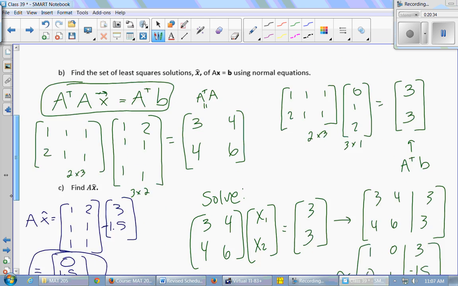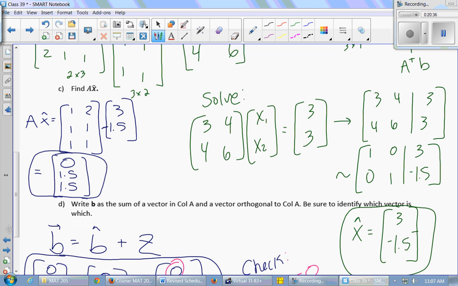So we calculated AX hat in part C. A is a 3 by 2. Multiply it by X hat, which is a 2 by 1, and you should get a 3 by 1. 0, 1.5, 1.5 is AX hat, which is the same thing as B hat.